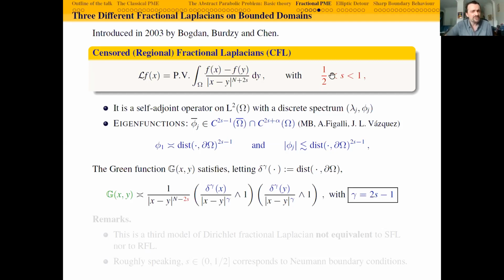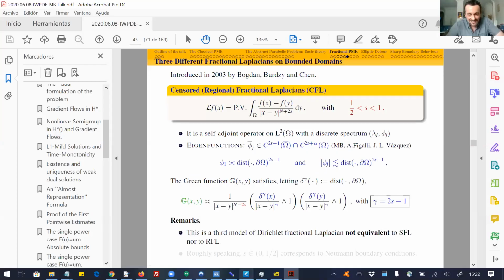And here we have to restrict S between 1/2 and 1. Why? Well, and with this I finish, the difference between these three models can be understood with what I explained as the example of James Bond. Suppose that there is a James Bond trapped in the city and he wants to go out. So let me switch the blackboard and finish with this.